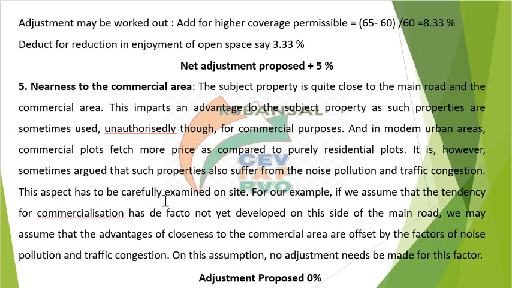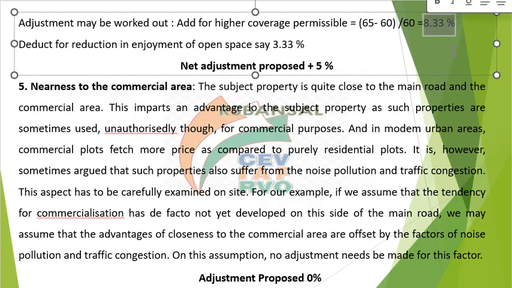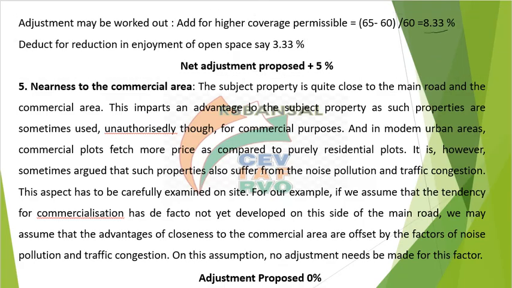So because of this, we work out the adjustment for higher coverage: 65 minus 60 upon 60, which is 8.33%. So we can have plus 8.33%, but the higher site coverage will lead to a reduction in enjoyment of open spaces. So for that we reduce 3.33%. So the net adjustment is 5%.